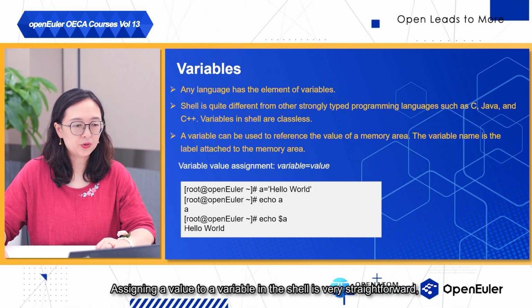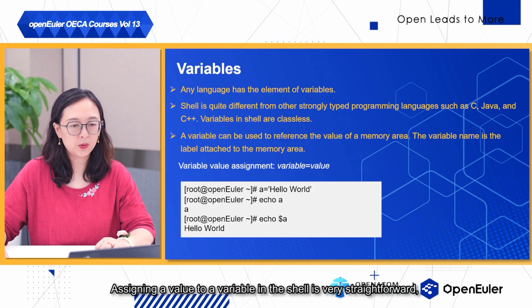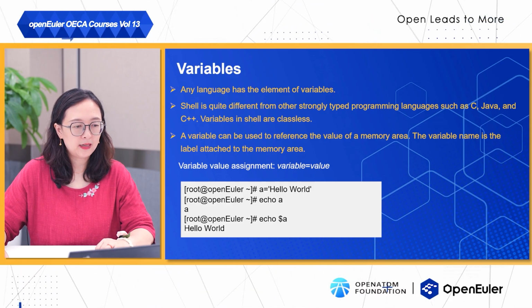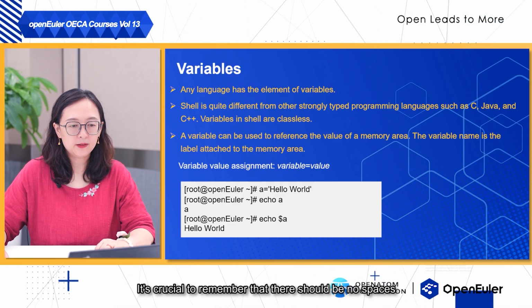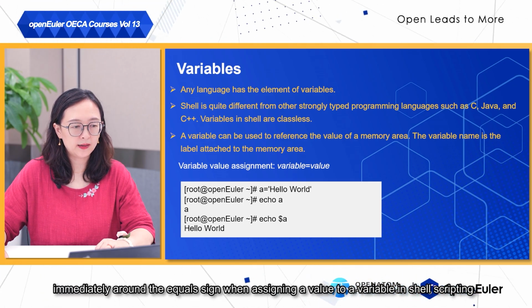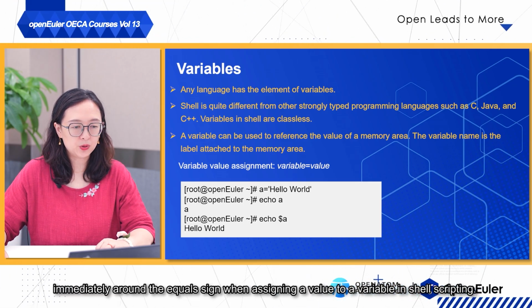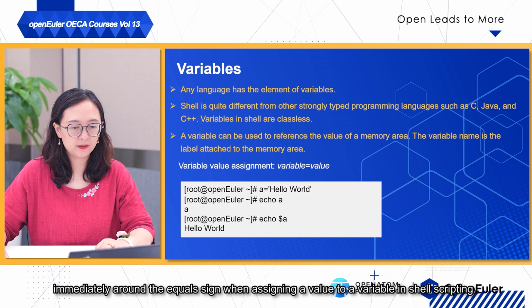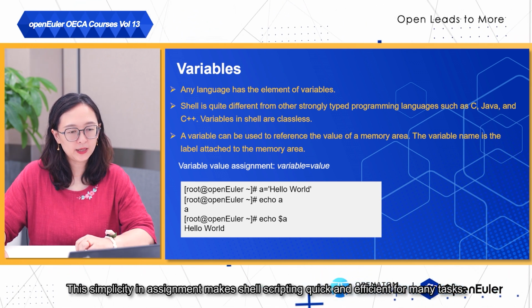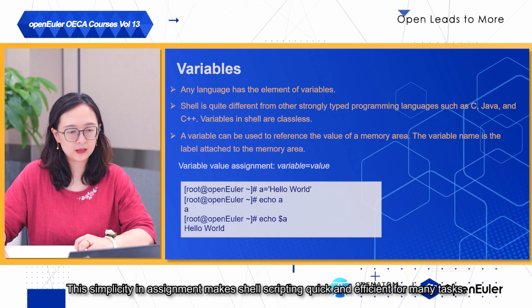Assigning a value to a variable in the shell is very straightforward, following a simple and intuitive format. It's crucial to remember that there should be no spaces immediately around the equals sign when assigning the value to a variable in shell scripting. This simplicity in assignment makes shell scripting quick and efficient for many tasks.